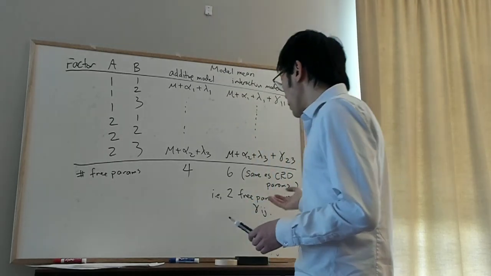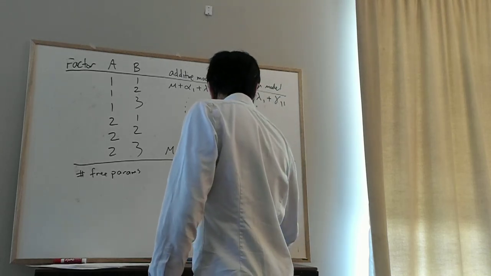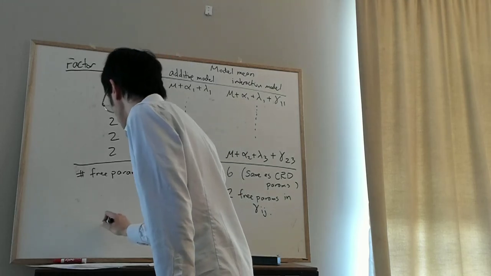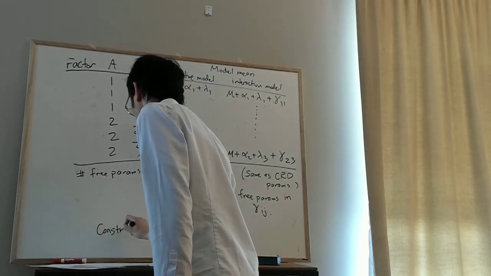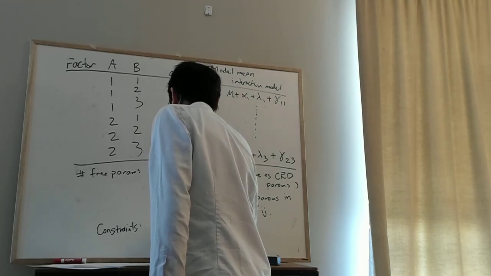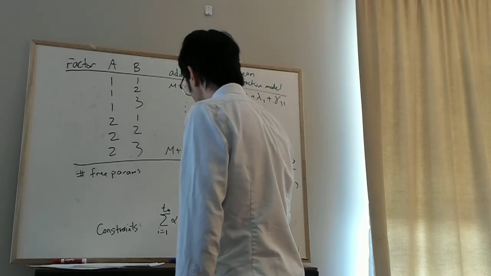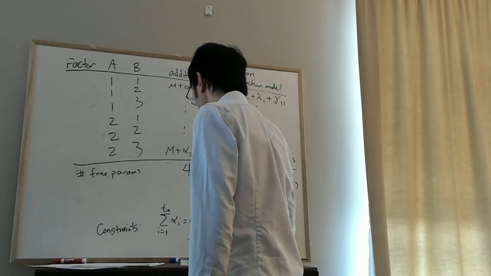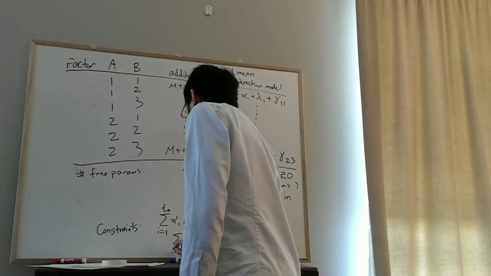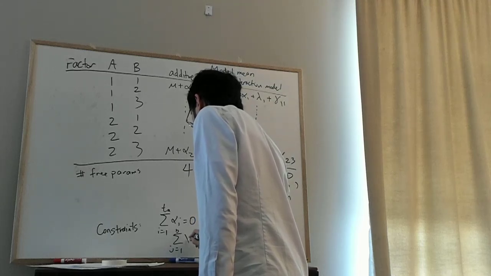Okay, now if you really wanted to write down the constraints, we can do that. Let's finish up by writing the constraints. The summation of alpha i, i from 1 to t sub a, so the effects of factor A sum to 0, and then the effects of factor B, lambda j, sum to 0.